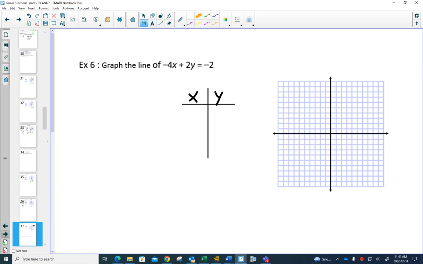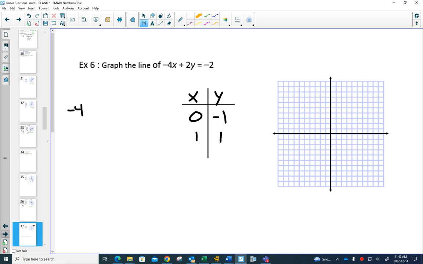What's an easy value to plug in? 0 for x. Super helpful to find that y-intercept. If I plug in 0 for x, what would y be? -1. Good. Mental math. What would be another nice value to plug in? 1? Let's try it. Plug in 1. You get 1 for y.